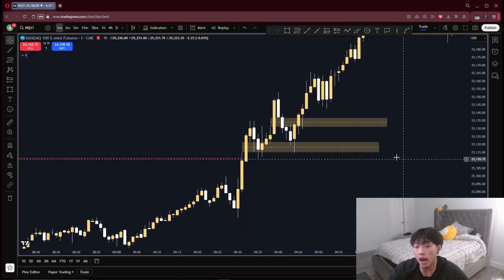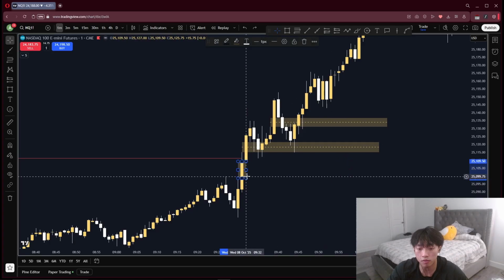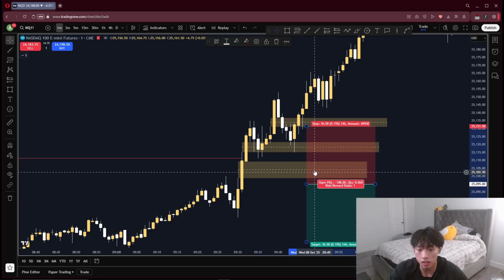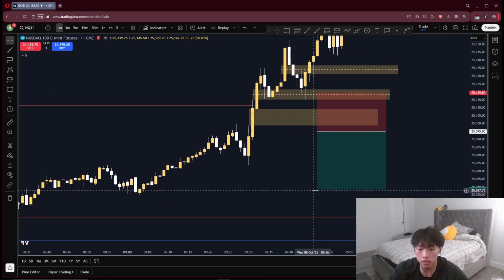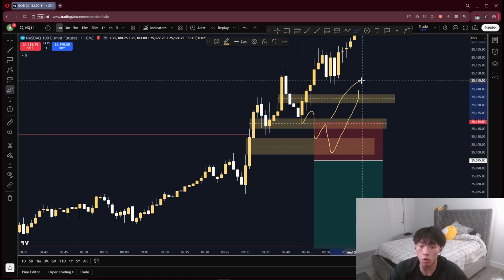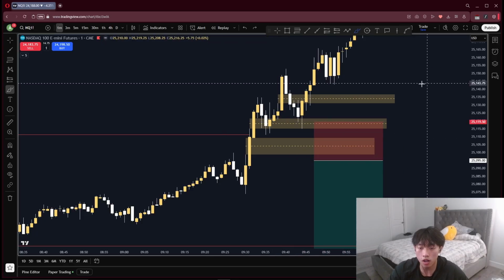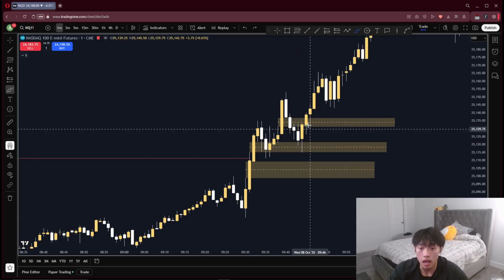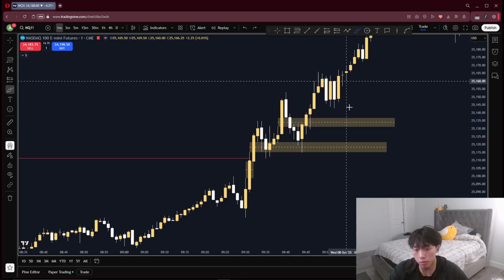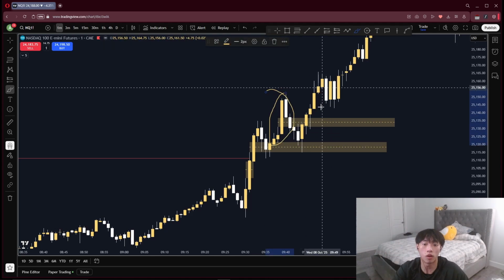Honestly, the reason why I don't really like shorts, I probably would have only taken shorts if we were able to close below this inversion right here, right? Because this would have given me a lot more confidence because we don't have any more bullish PD arrays to hold and push to the upside, right? So once we close below here, that would have been your confirmation to go short. However, this one here was a little bit risky.